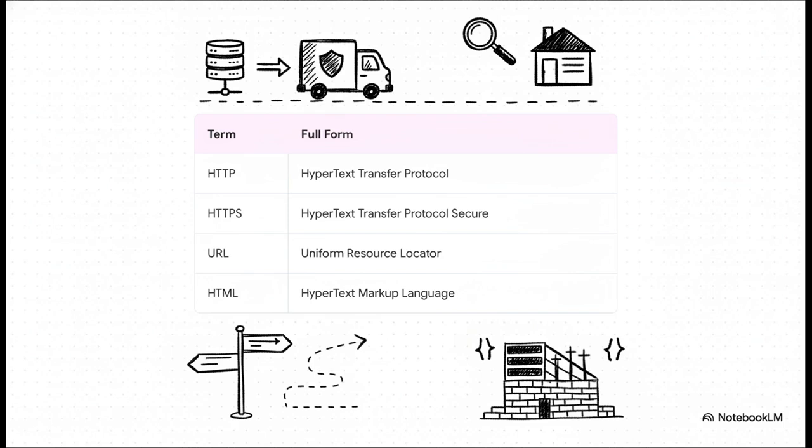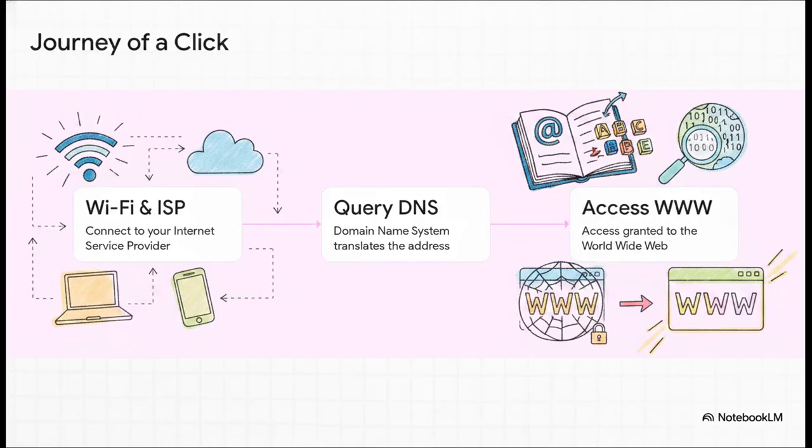The URL, or Uniform Resource Locator, is the exact street address of the website you want to visit, and HTML, the hypertext markup language, is the actual building material. It's the code language that physically builds the visual web page you end up looking at. Let's actually put this into a real-world mini-narrative. Think about the journey of a single click.